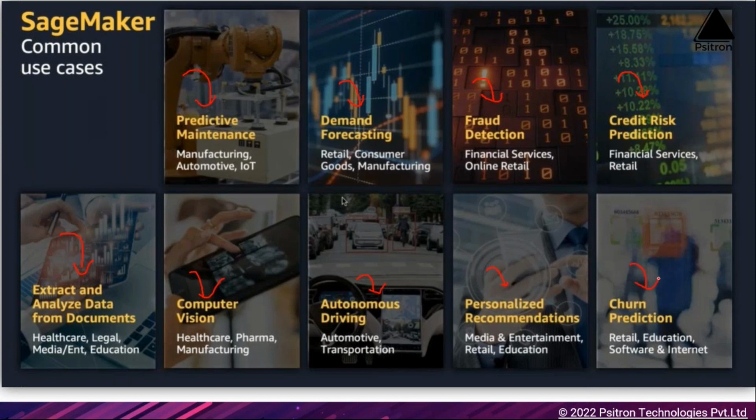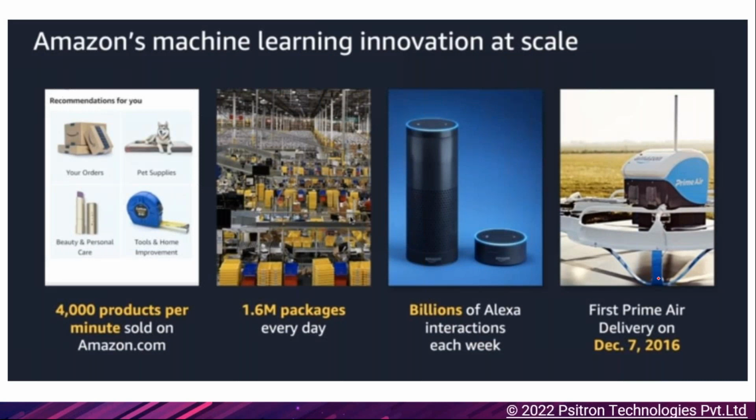So you can see one good example, Amazon machine learning at scale. Amazon itself is an example for machine learning. 4,000 products per minute processed on Amazon.com, more than 1.6 million packages every day, billions of Amazon Alexa interactions every day, and again, it's live. Amazon Prime Air delivery, they started beyond 2016 itself. Now it is live. Even in India, we are trying it.